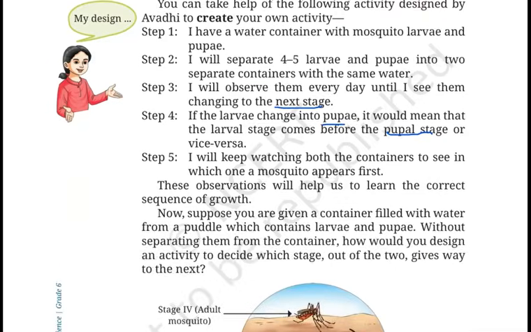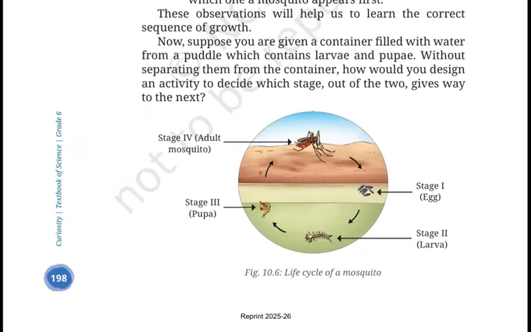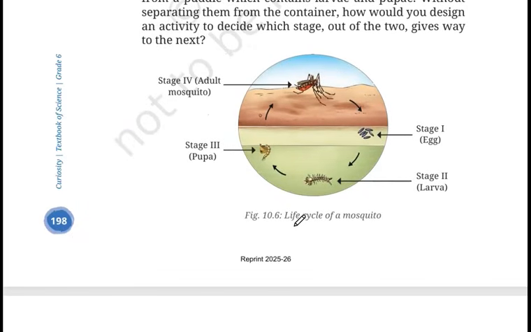Okay, so we have a sequence here, the life cycle of a mosquito. Stage 1 is the egg. First the mosquito lays the egg. Then stage 2, the eggs develop into larva. In stage 3, the larva develops into a pupa. And in stage 4, that pupa develops into an adult mosquito who is ready to bite. So this is the life cycle of a mosquito.